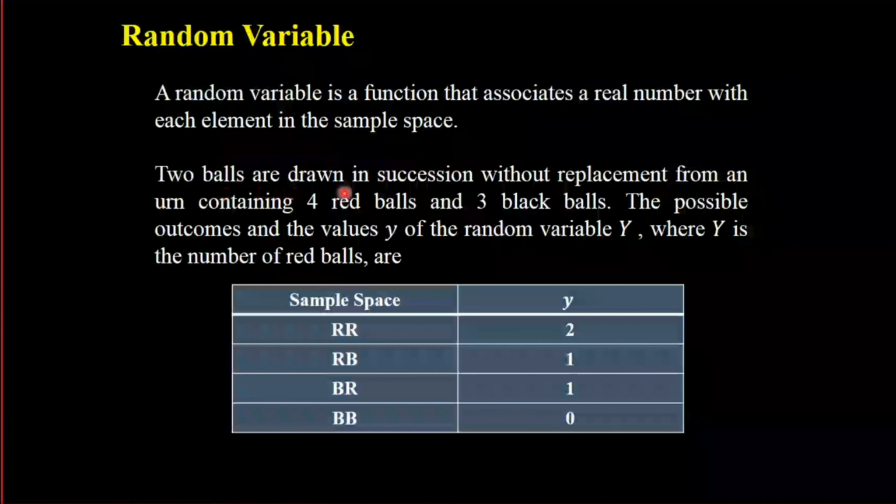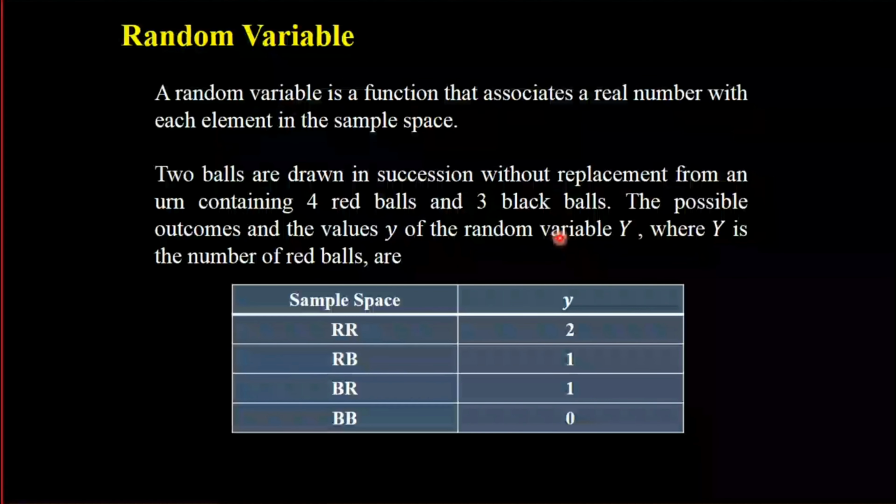So two balls are drawn in succession without replacement from an urn containing 4 red balls and 3 black balls. So there are 7 balls, out of which we have to draw 2 balls. There are 4 reds and 3 black balls. These are the possible outcomes and the value y of the random variable capital Y.